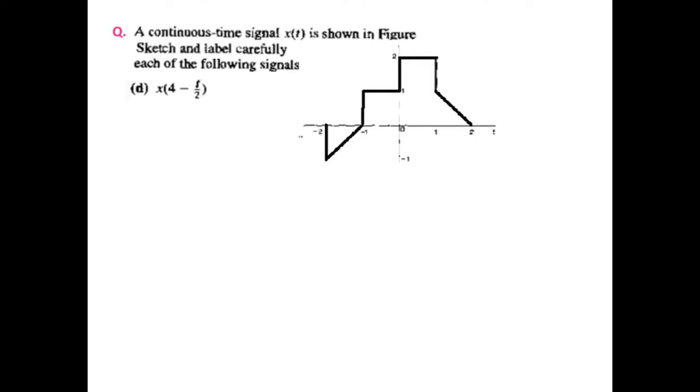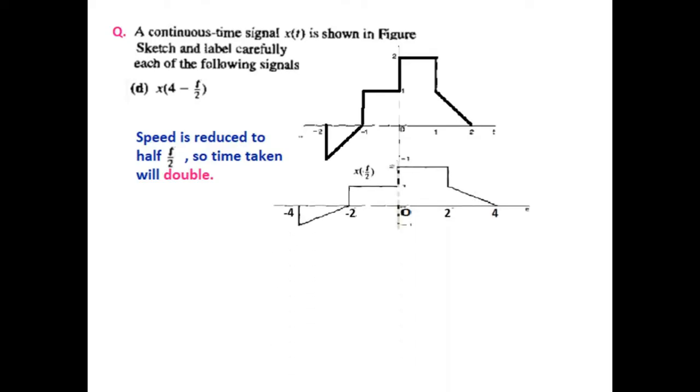And the last of this one, we have to now find x(4 minus t by 2). Again, since t by 2, that means it is scaling. The speed is now reduced by 2, so it will take more time. That means the scale will double. So we just double the scale. Where there was 1, we make 2. Where there was 2, we make it 4.